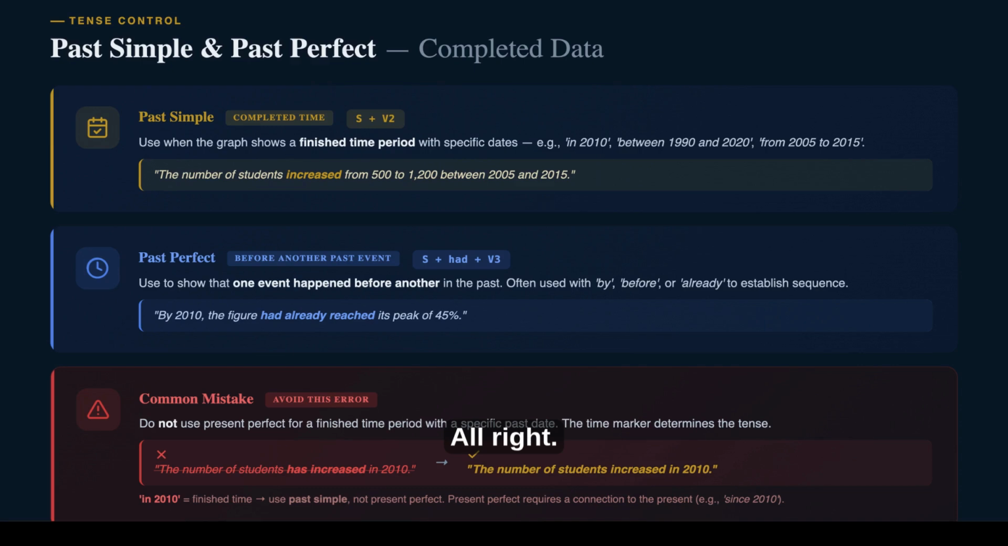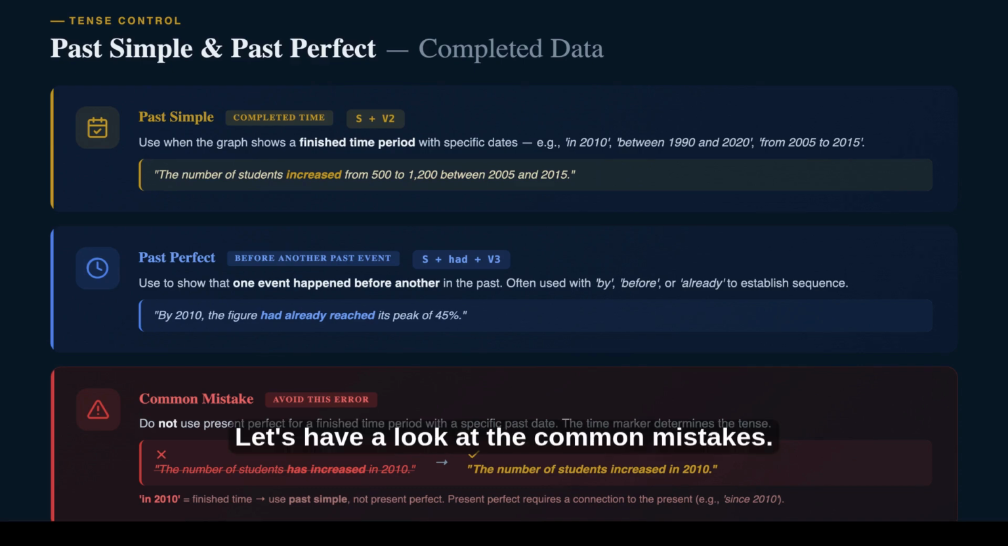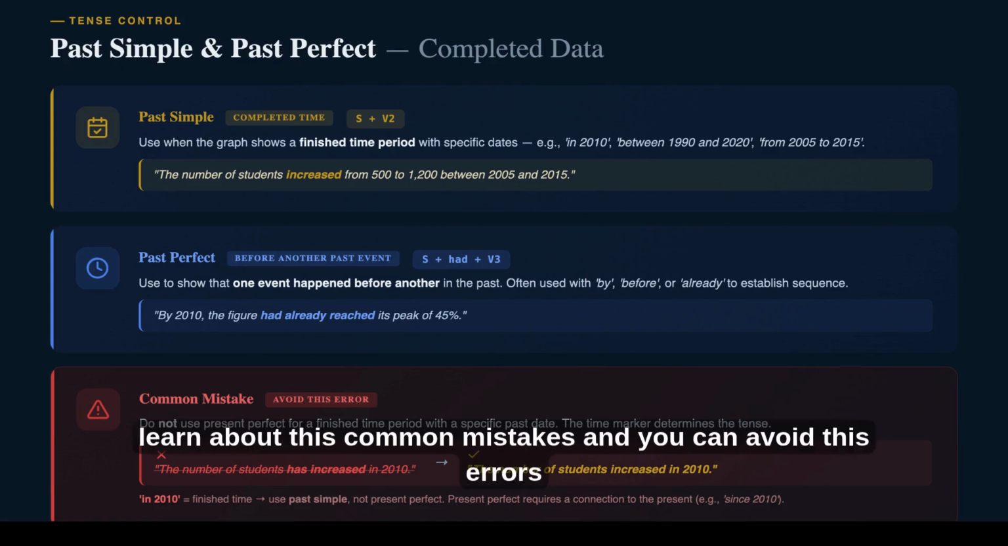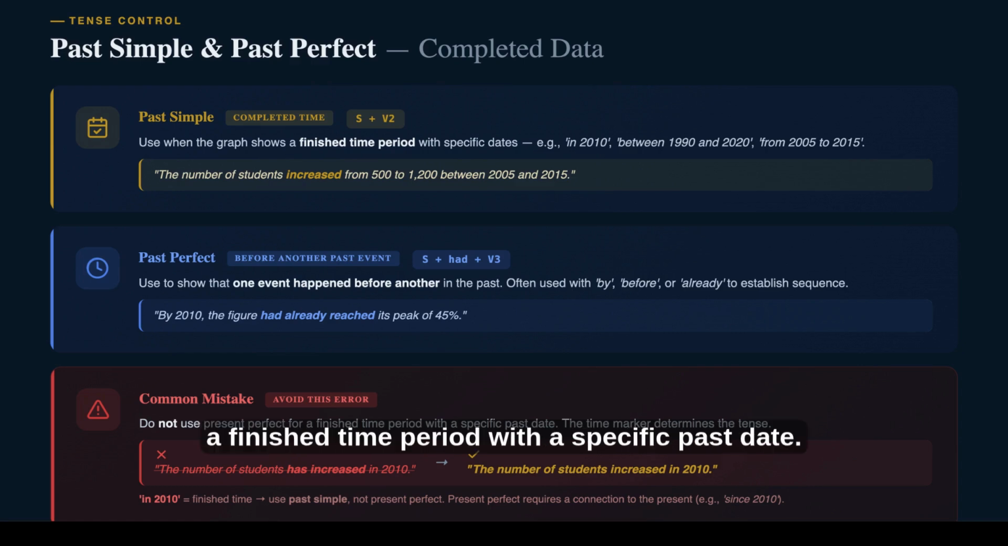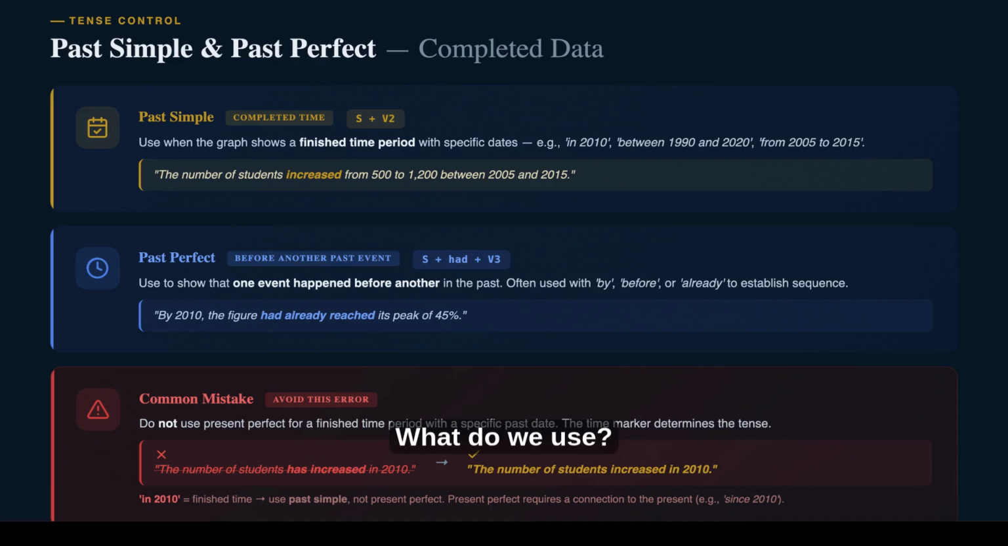All right, let's have a look at the common mistakes. And this is important so that you learn about these common mistakes and you can avoid this error. So do not use present perfect for a finished time period with a specific past date. What do we use? If it is finished with a specific past date, go back to use simple past tense or past simple. The time markers determine the tense.